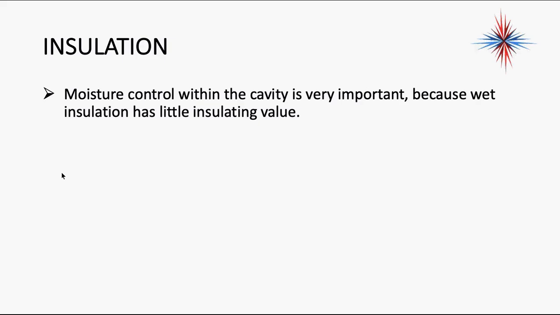Moisture control within a wall cavity is important. Wet insulation has little insulating value. Remember that picture I showed you yesterday of what wet insulation does around a window? That's a reason for this. Moisture control is very important within a cavity because wet insulation has no insulating value.